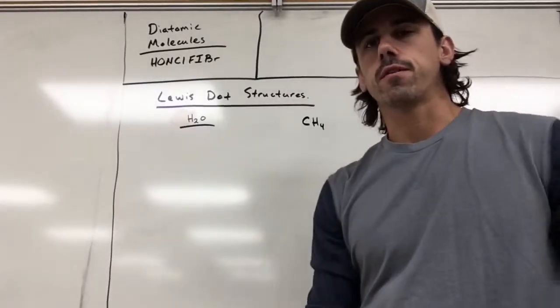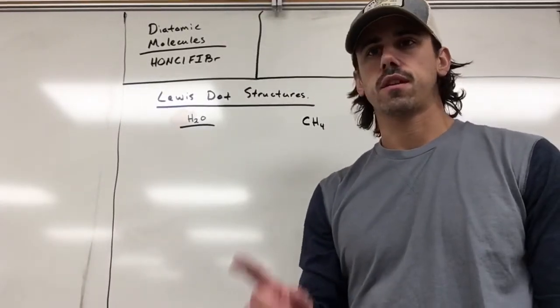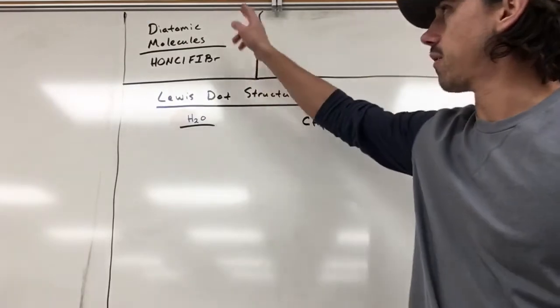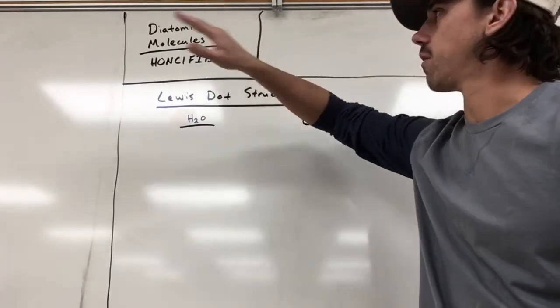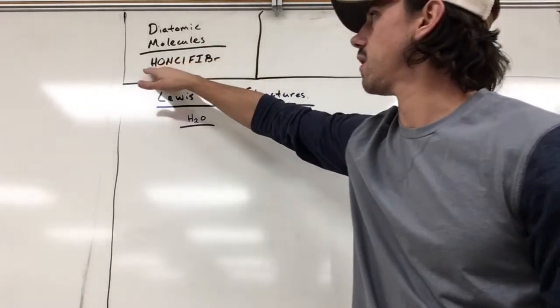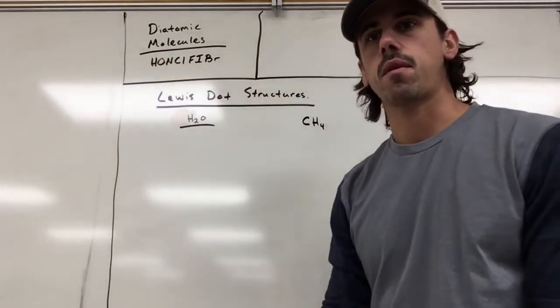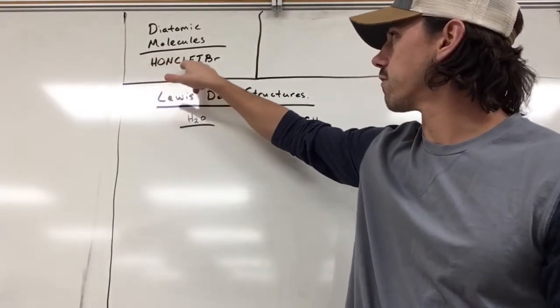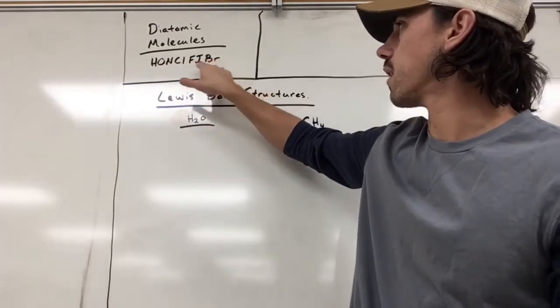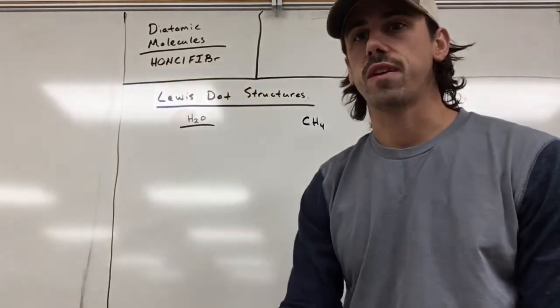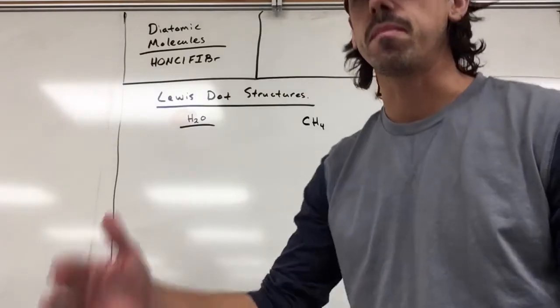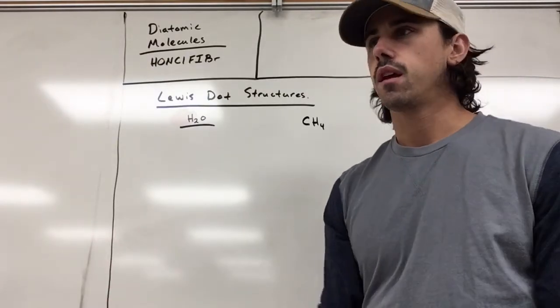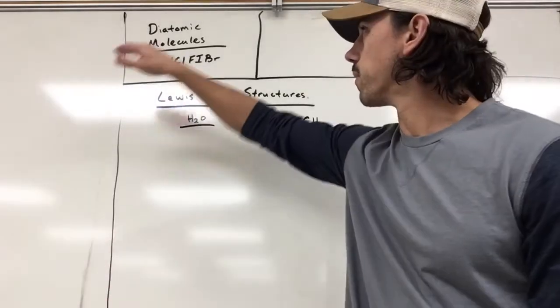Okay, so really quickly, a couple things that I wanted to cover. In your notes we talked about diatomic molecules. Remember these are the elements that occur as diatomic molecules in nature: hydrogen, oxygen, nitrogen, chlorine, fluorine, iodine, bromine. Pronounce that "Hunkelfibber." I know it's goofy, but it's a little mnemonic device that will help you remember those for your test.